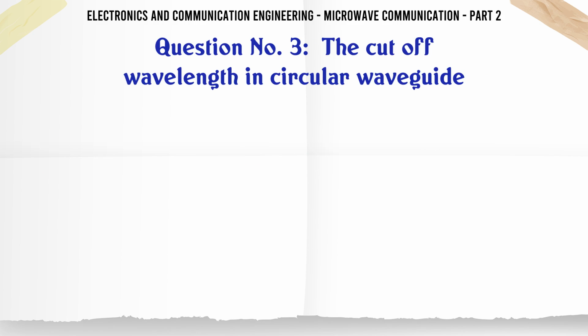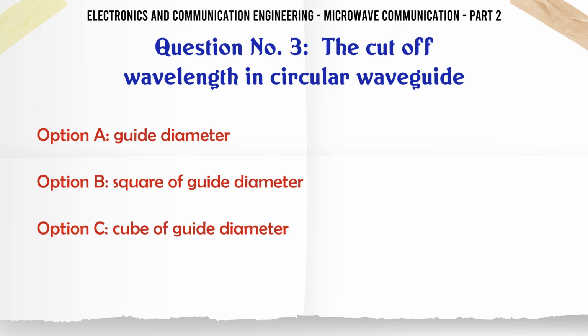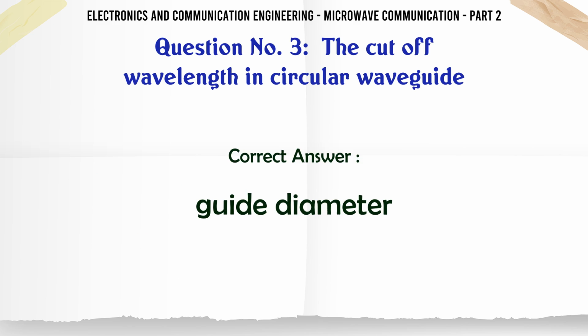The cutoff wavelength in circular waveguide. A: guide diameter. B: square of guide diameter. C: cube of guide diameter. D: square root of guide diameter. The correct answer is guide diameter.